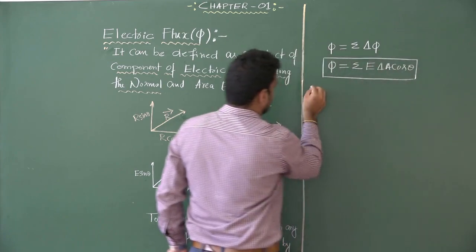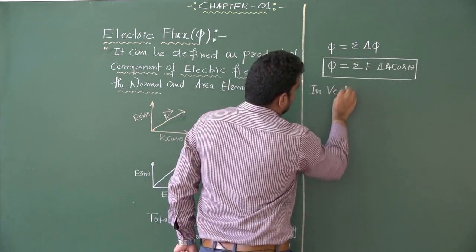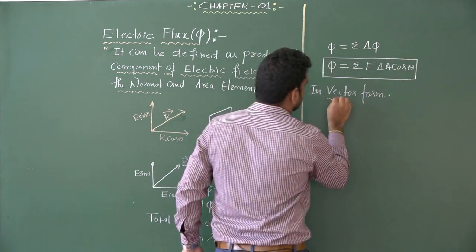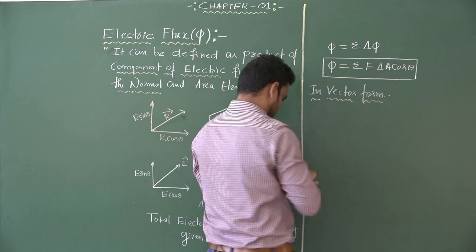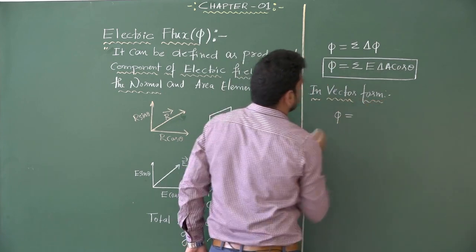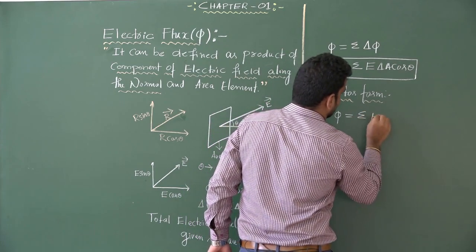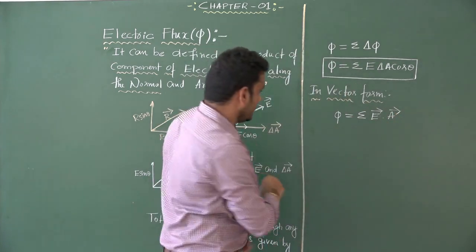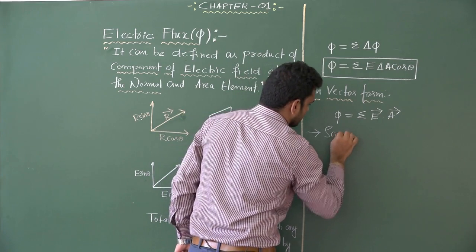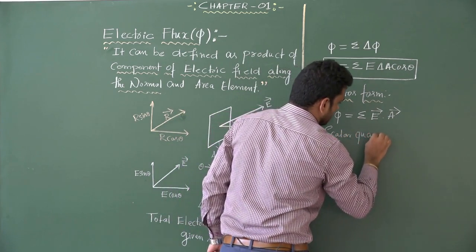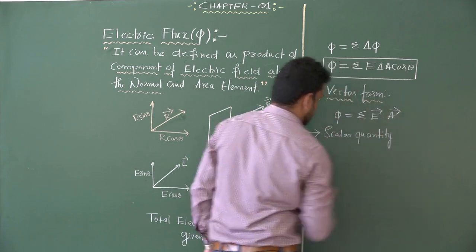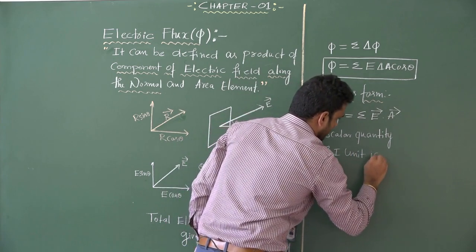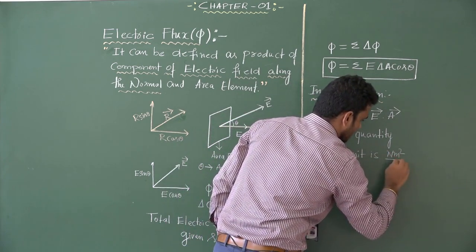The final expression we can express in terms of vector form. In vector form, summation of E vector dot A vector. As I said in the beginning, electric flux is a scalar quantity. SI unit is Newton meter square per Coulomb.